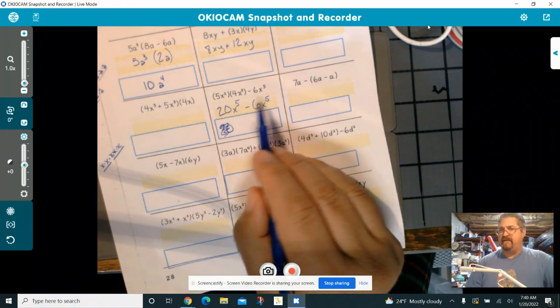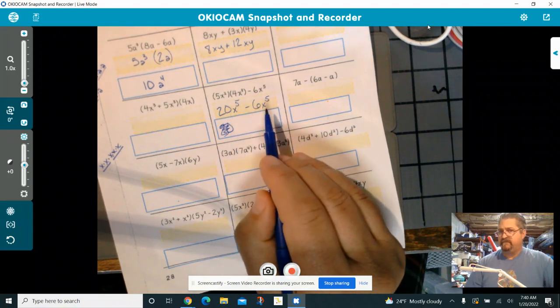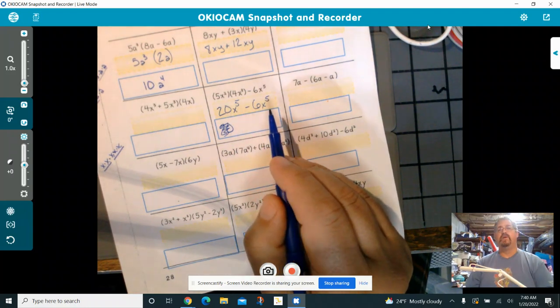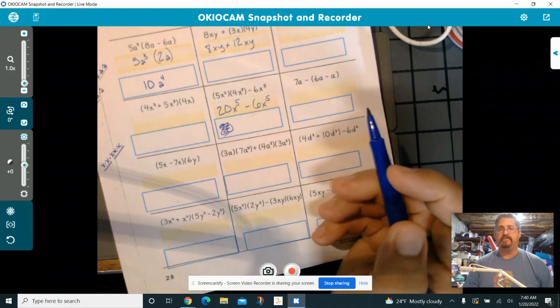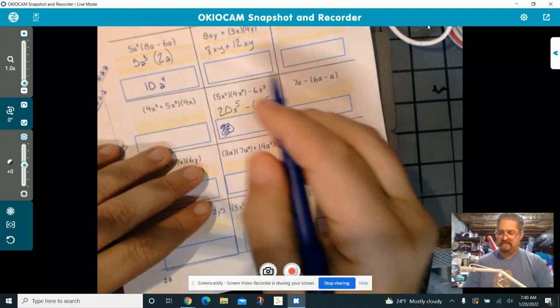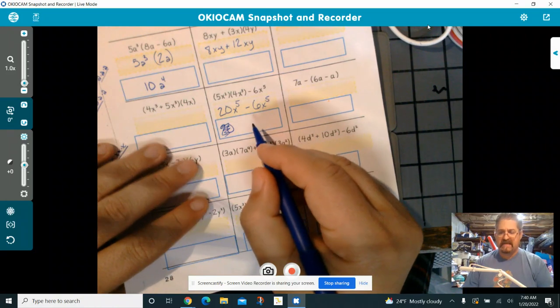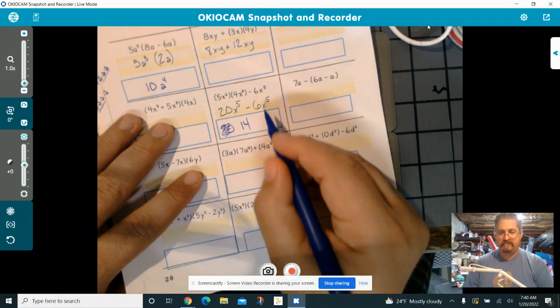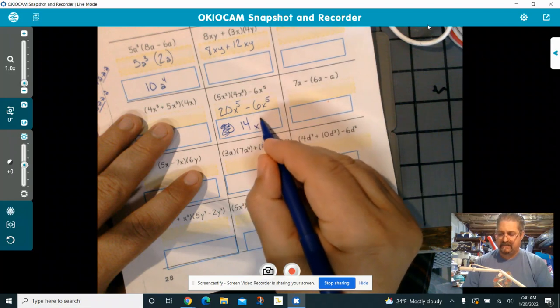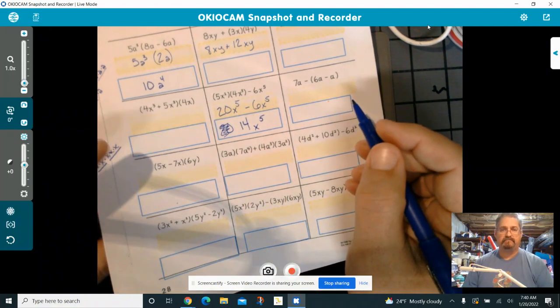X to the fifth and x to the fifth, are those the same terms? Yeah, they are. So the only thing we have to do is do 20 take away 6 and then put that at the end of it. What is 20 take away 6? Well, for the sake of time, I'm going to say it's 14. Then bring down your x to the fifth.